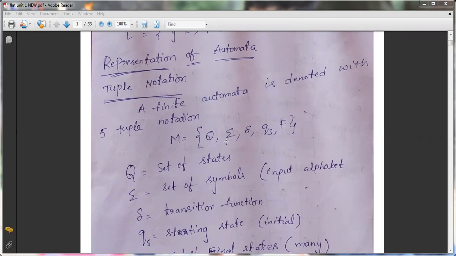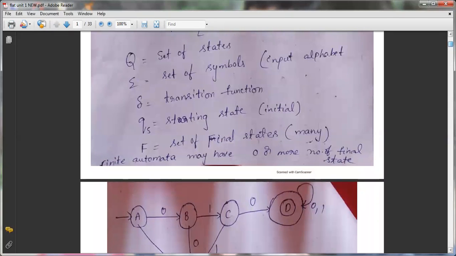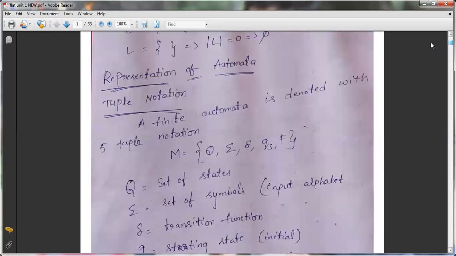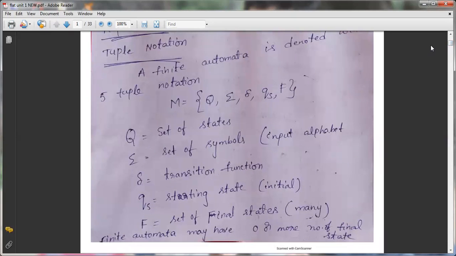So 5 tuples will be there, where M is the finite automata and the 5 tuples are Q, sigma, delta, Qs and F, where Q is the set of states and sigma is the set of input symbols. What are the input symbols? What are the alphabets we are having? That is nothing but the sigma. And delta is the transition function. Qs is the starting state or the initial state. And F is the final states.